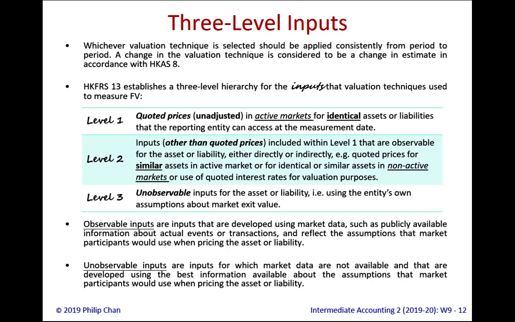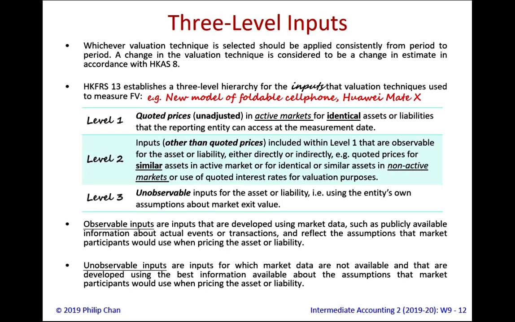Okay, now let me give you an example, and hopefully after this example you will understand what it means by level 1, 2, and 3 inputs. Let's say a company purchased a new model of foldable cell phone, like a Huawei Mate X. Let's say they purchased 500 of them.